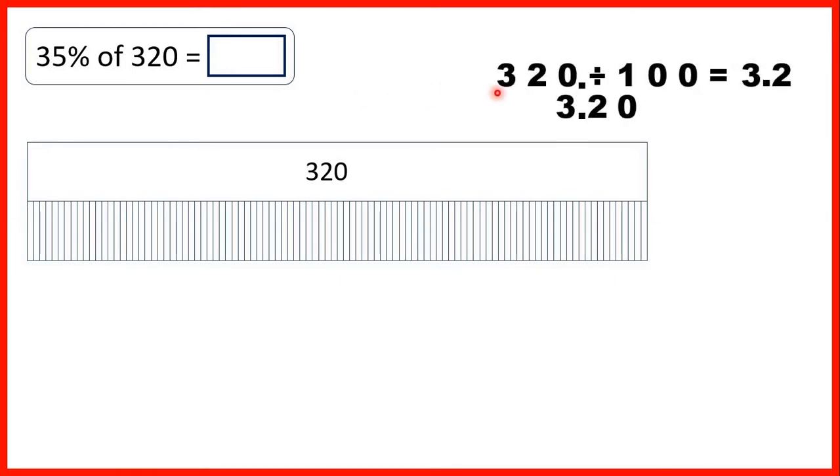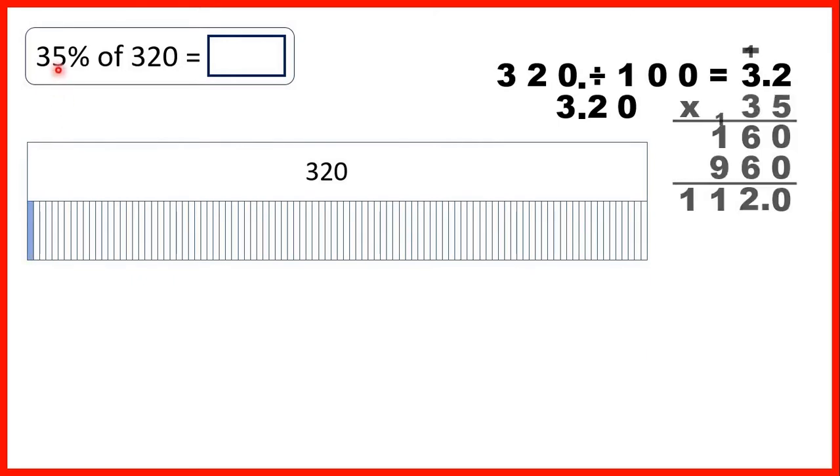So to solve this question, we can first divide 320 by 100 to get 3.2, and when we divide by 100, that's the same as finding 1%, so we can colour one of our 100th bars. Then we multiply by 35, and that gives us our answer. And what we're doing when we multiply by 35 is taking the 1% 35 times. So, because we get 112.0, we can represent what we've shaded in blue as 112, and that's our answer.